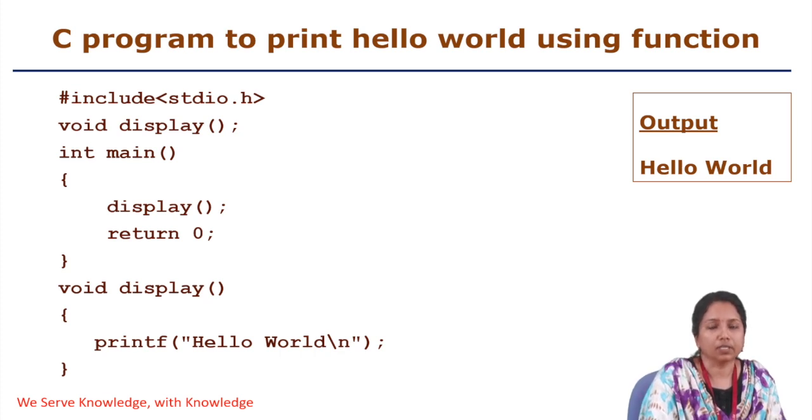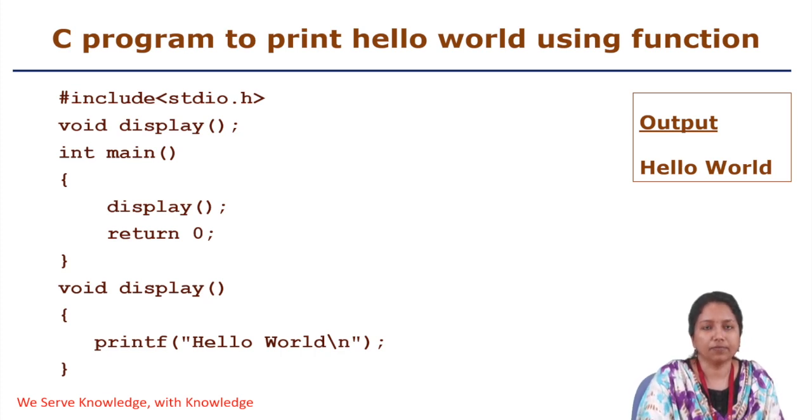And in the main function, we are calling that function. Then after calling that function, we are using return 0. Then whenever the function is called, the control will be transferred to the display function. And inside this display function, we will be printing the statement hello world. Here no return statement is used because we are not returning any value to the main function. So when it sees this closing bracket, at that time the program control will return to the statement after the function call.